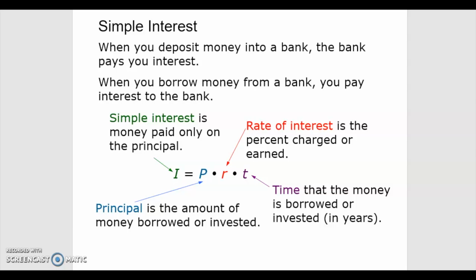So again, simple interest is just the simple version. In real life, most interest is compound. It's a little more complicated, but this gives us an idea of how interest works.